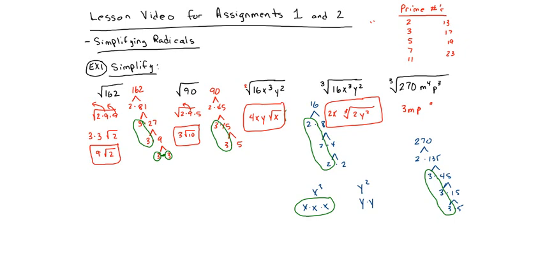So it's going to be the cube root of, and it was 10 here and an m here, right? This right here would be my answer: 3 times m times p, 3mp times the cube root of 10m. Now, this is the basics of simplifying radicals, at least what you're going to be responsible for.